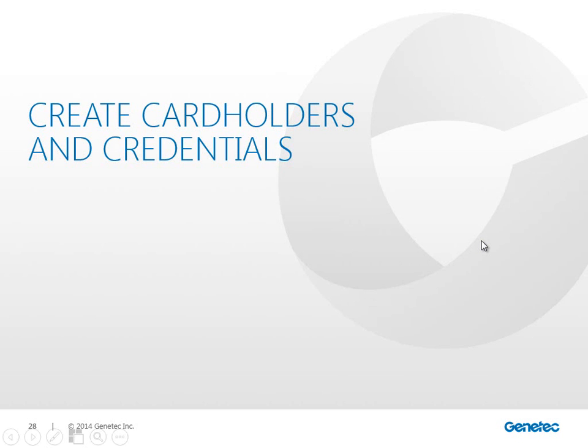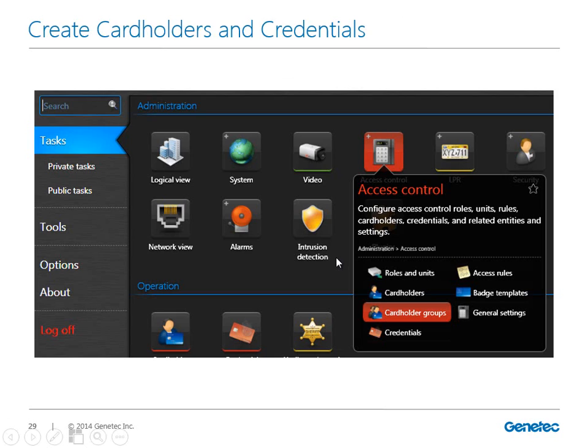Our next step in setting up a system which includes access control is to add cardholders and credentials. To set up these entities, we need to be in the access control task. We'll take a look at setting up the cardholder groups first, so we can assign cardholders to those groups as we go.